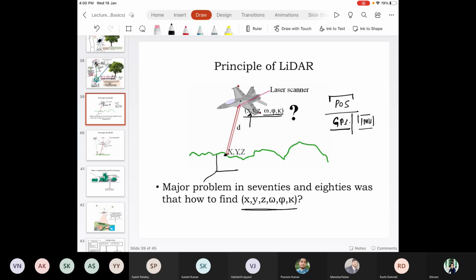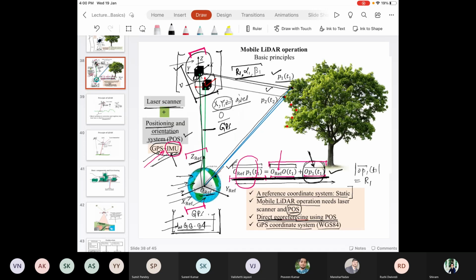Okay. So if you try to correlate with our discussion over here, you can see that the requirement when we are going to transform a point P1 in a reference coordinate system, we have already established: the laser scanner coordinate system origin should be calculated in a reference coordinate system. So this calculation is done using GPS.